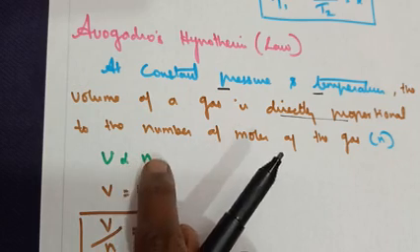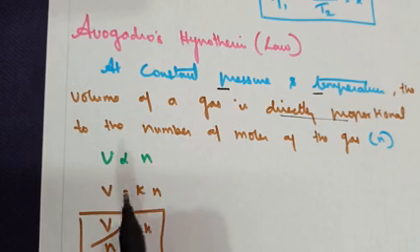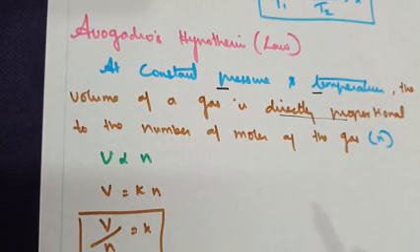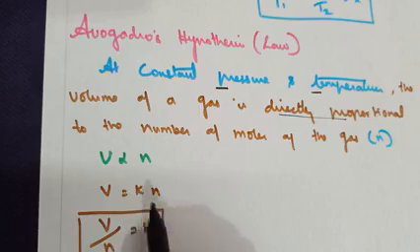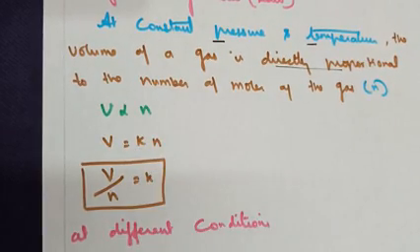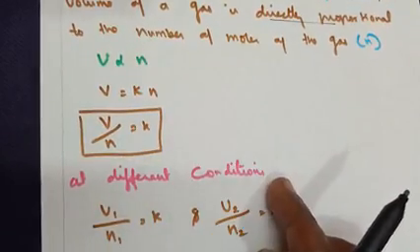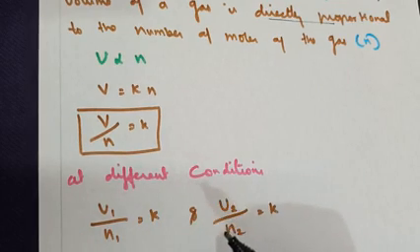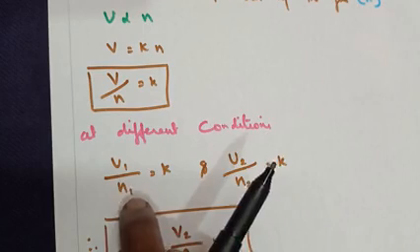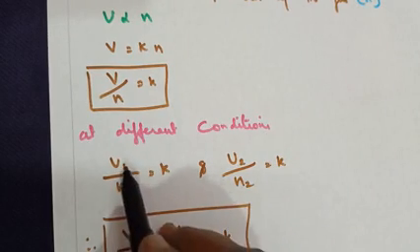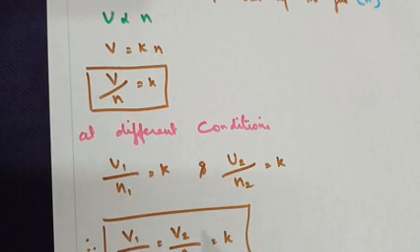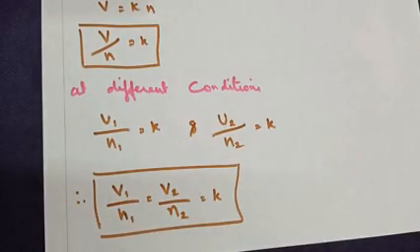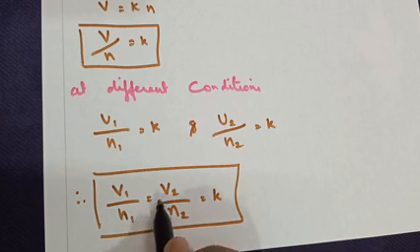So volume is directly proportional to number of moles, that is n. The proportionality sign is replaced with a K. So, V is equal to Kn. So, to calculate the value of the proportionality constant, V by n is equal to K. So, at different conditions, when I say different conditions, before the reaction and after the reaction, or at a certain point of the reaction, V1 by n1 is equal to K and V2 by n2 is equal to K, which can be put together like the other cases. V1 by n1 is equal to V2 by n2 is equal to K.